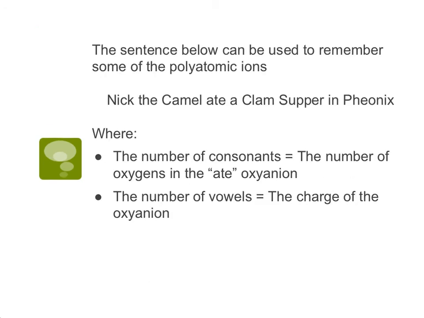Now, in terms of trying to memorize some of the polyatomic ions, I do have a simpler way to memorize the main ones, using the saying, Nick the camel ate a clam supper in Phoenix. So the way that we use this is that the first letter of each of our main words tells us what the first element is in our polyatomic ion. So that means Nick relates to nitrate or nitrogen. Our C is carbon, so that's our carbonate. Our Cl is our chlorate. S is our sulfate, and F is our phosphate.